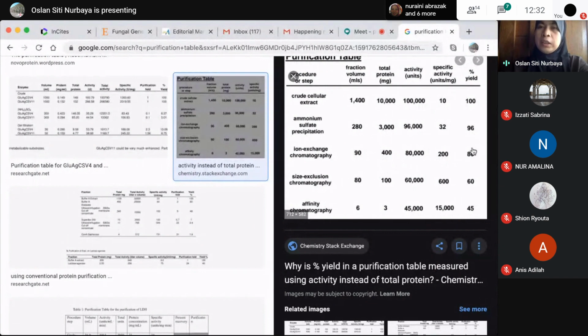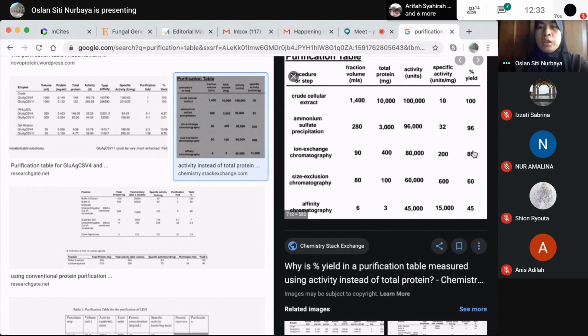So 80,000 divided by 100,000 multiplied by 100, then you get the yield. Calculate the activity from the current step, divide by the crude, times by 100. So you have got the yield of 80%. If you look from the crude until the IEX step, the ion exchange chromatography step, you have lost only 20%. Still you managed to capture 80%.